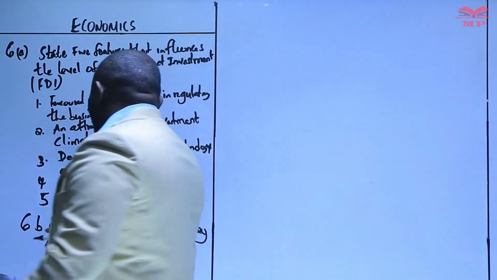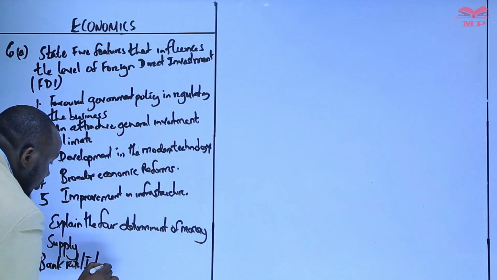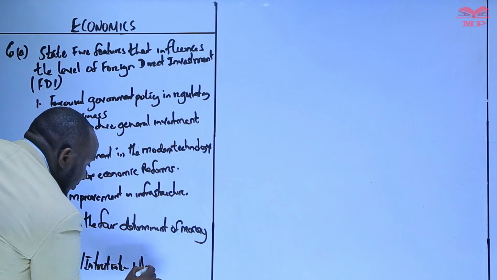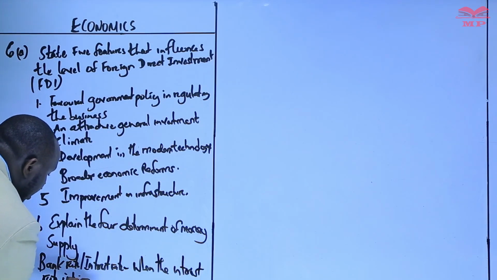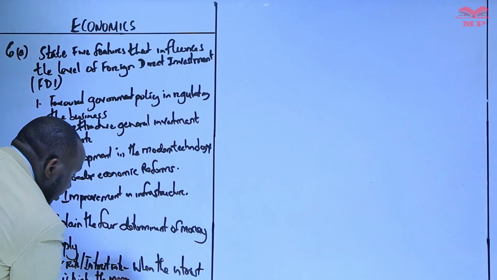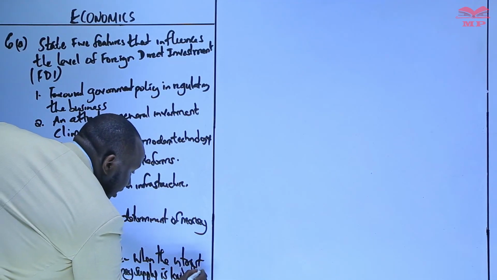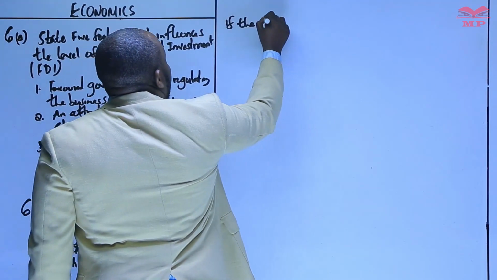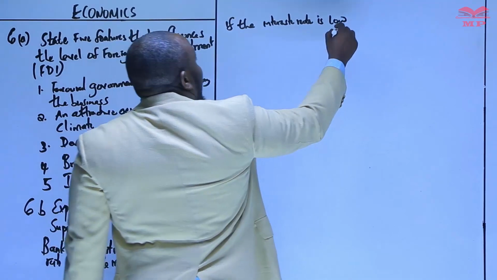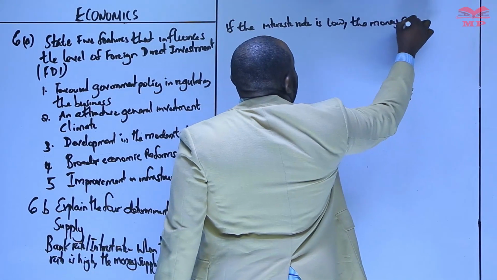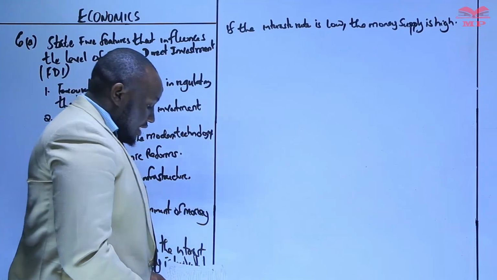So we can put that on the board. We call the first one bank rate, stroke the interest rate. We say when the interest rate is high, the money supply is low, while if the interest rate is low, the money supply is high. If the interest rate is low, the money supply is definitely high.